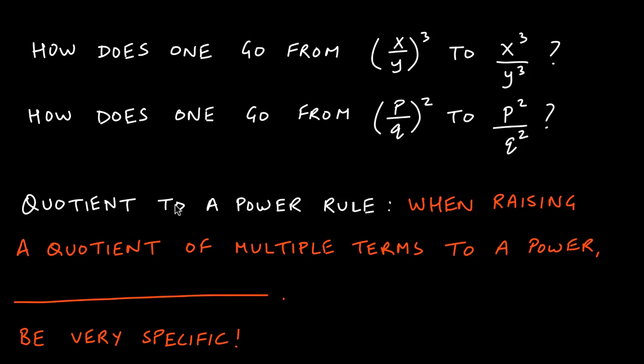Earlier we had a product to a power rule. This one is a quotient. So when raising a quotient of multiple terms to a power, what should we do? How is it that we're going from here to here?